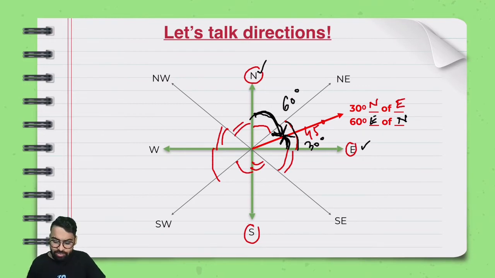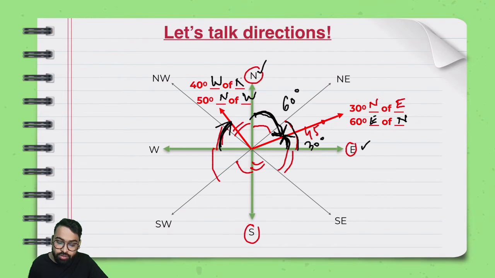Let's do more examples. I think you can say that if a vector is drawn like this and it is written it is 50 degree dash of dash, what will you say? You will say that this is 50 degree. If this is 50 degree, this is going to be north of west. We go north of west. So 50 degree north of west. Or you can also say, if it is said as 40 degree dash of dash, this would be west of north, right?